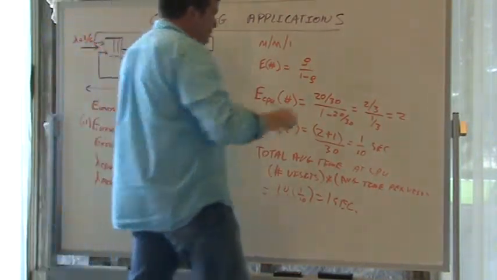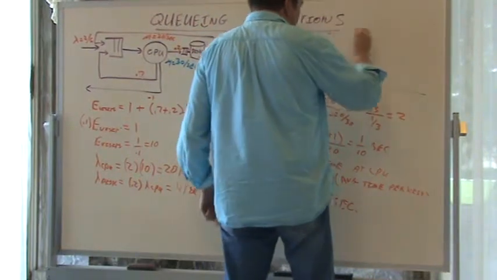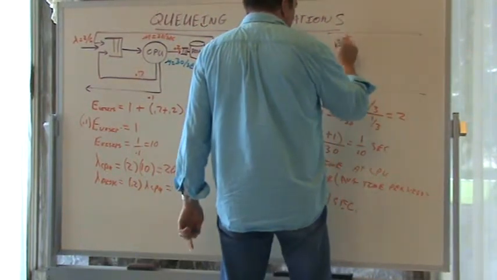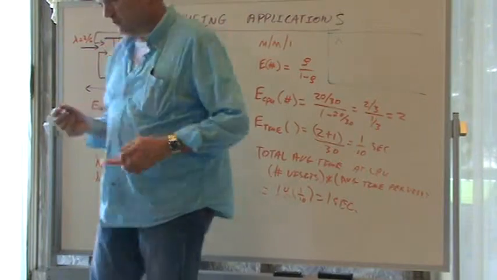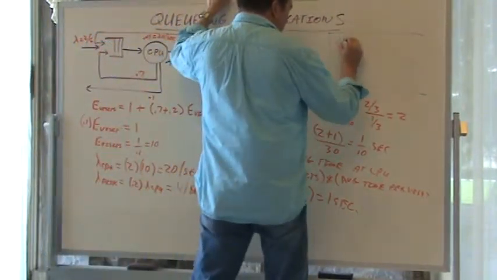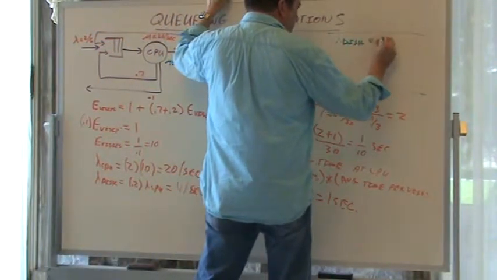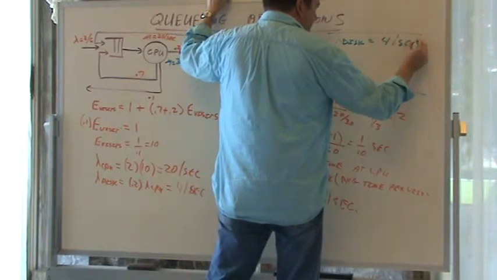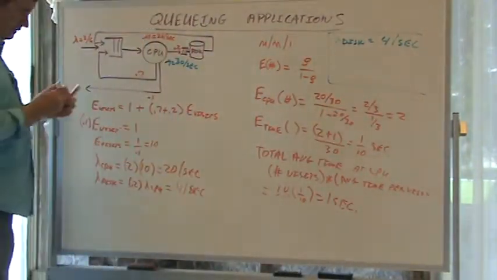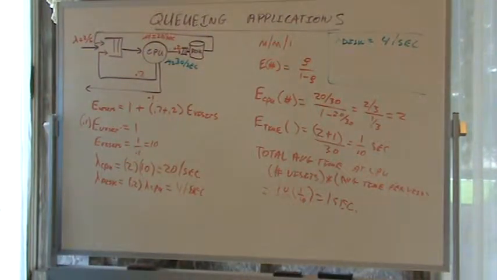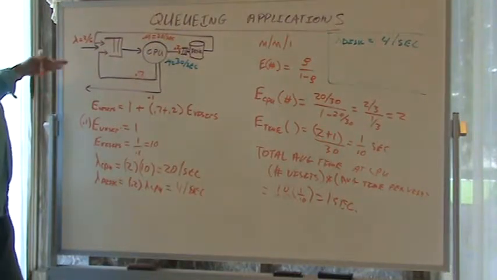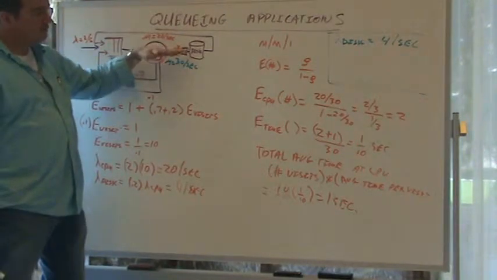So this would be 4. So the lambda into the disk drive equals 4 per second. And let's make up a service time that makes the math easy. We're going in 4 per second.